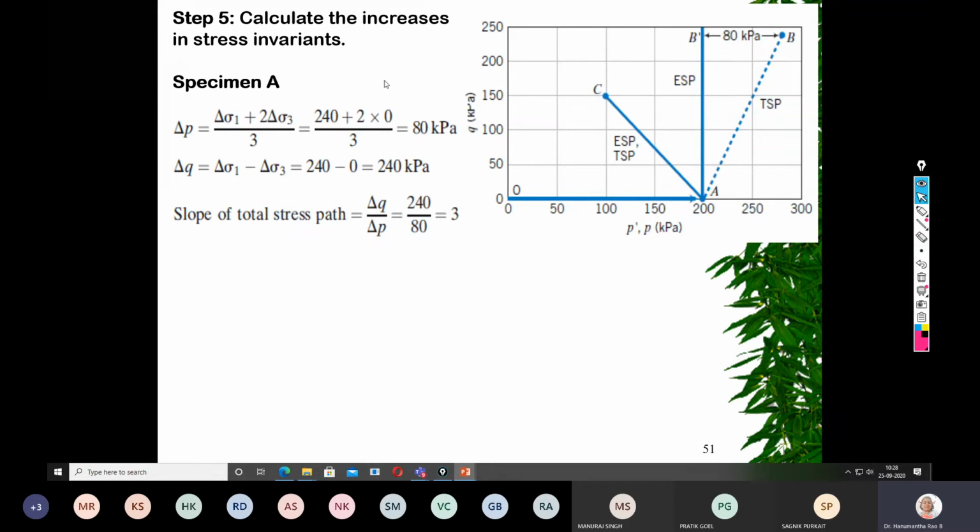Next, calculate the increase in stress variance. These are the conditions. Earlier we calculated the stresses.